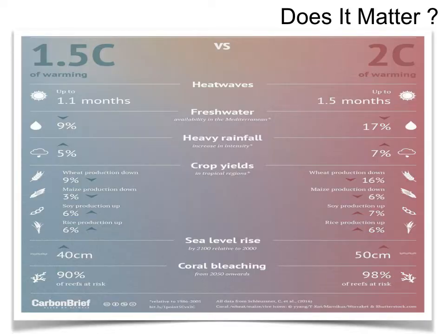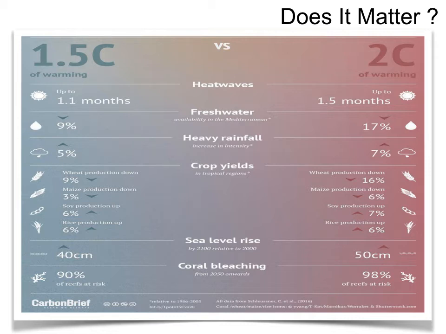So these are some of the effects if the temperature rises by 2 degrees centigrade of warming. Heat waves will last up to 1.5 months, and at 1.5 degrees it will be 1.1 months. Fresh water will see a 17% increase, and scarcity will be 9% at 2 degrees and 1.5% at 1.5 degrees. Heavy rainfall will see a 7% increase at 2 degrees and a 5% increase at 1.5 degrees. Similarly, you can find the variation in crop yields, a decrease in crop yields.